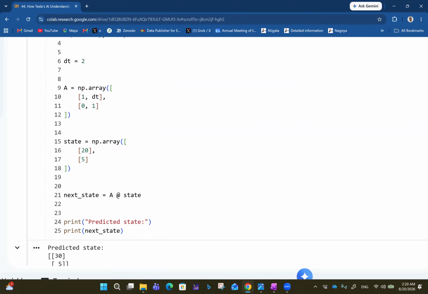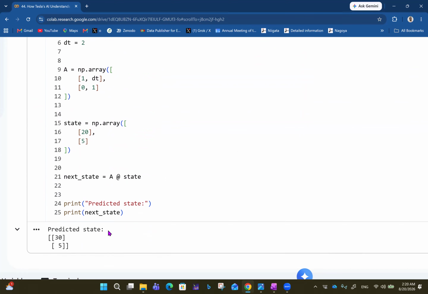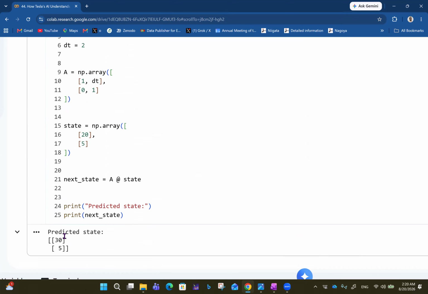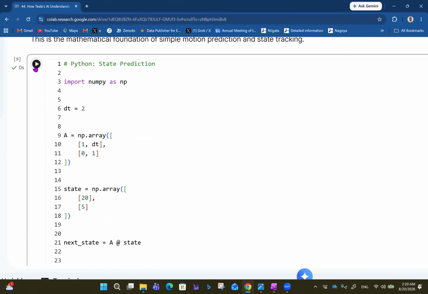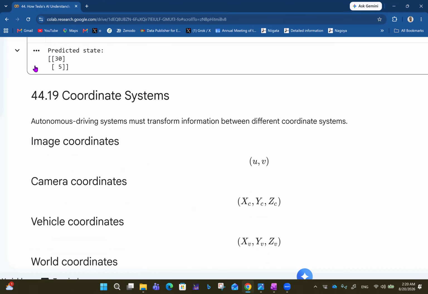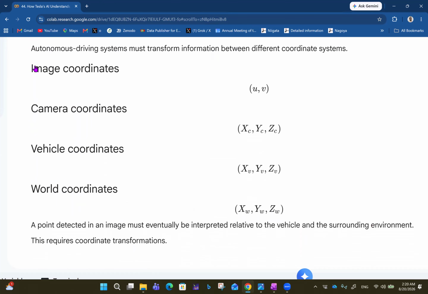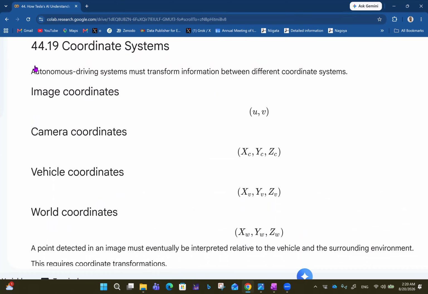And then the next state can be predicted by just multiplying the matrix A by the current state, and then you can predict that the next state, the location, is going to be 30 and the velocity will be 5, like that. So that's what we have there to predict the state, the location, the position and velocity.